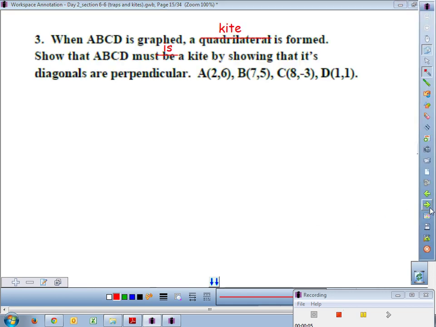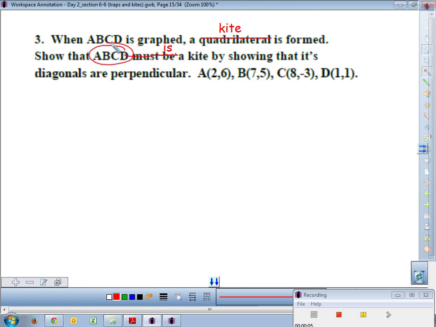Nice. And then I had some typos in this last problem on this side. It says when ABCD is graphed, a kite is formed. Cross out the word quadrilateral, put kite. Show that ABCD is a kite by showing that its diagonals are perpendicular. This is where I'm very picky about how we label our work, because what we want to do is we have coordinates. We need to show that the diagonals are perpendicular. So how we'll do that is we'll find the slopes, and if the slopes are opposite reciprocals, since we're on a graph here, then we know that those things are perpendicular.